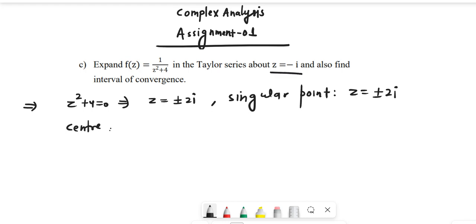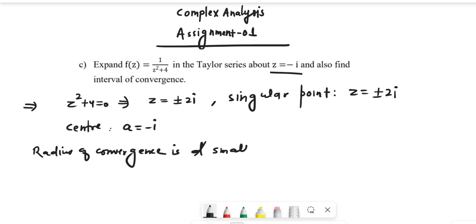that is a equal to negative i. So we can find the radius of convergence. The radius of convergence is the smallest distance between the singularity and the center.